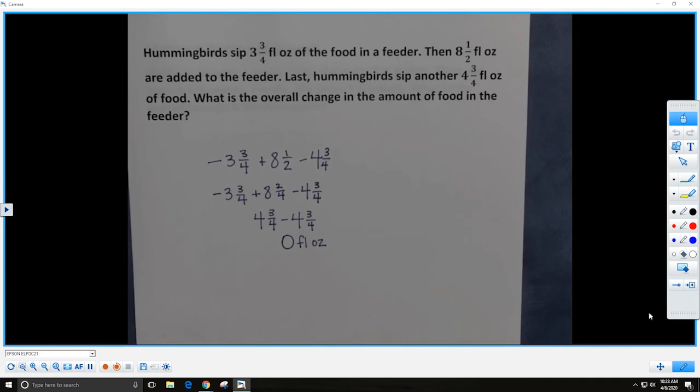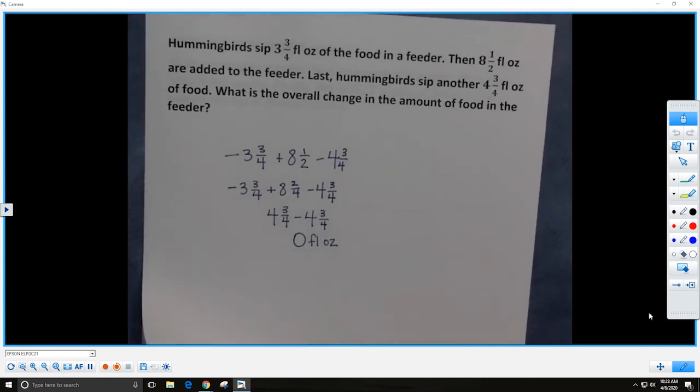Great work today, 7th grade. Today we reviewed using addition and subtraction of rational numbers to solve real-world problems with a focus on fractions. You sure did a great job.